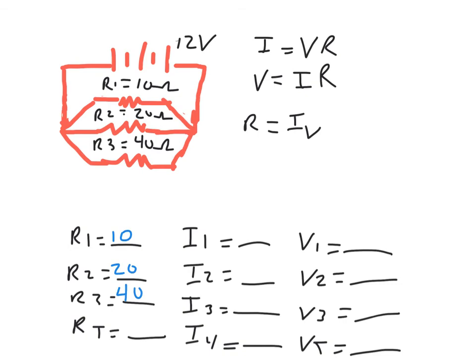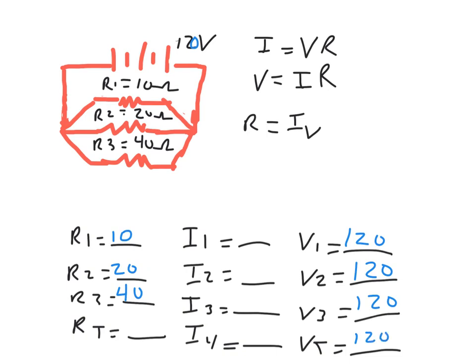Now I made a mistake on this problem, so we're going to come back over here. The voltage in this problem is supposed to be 120 volts. All right, so as we continue, we filled in our resistance 1, 2, 3. We've got our voltage. Our voltage in a parallel circuit is the same all the way through. So I've got my voltage.